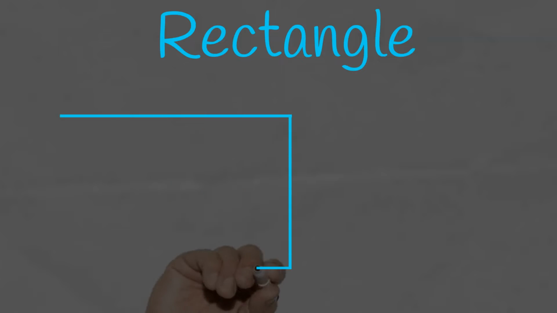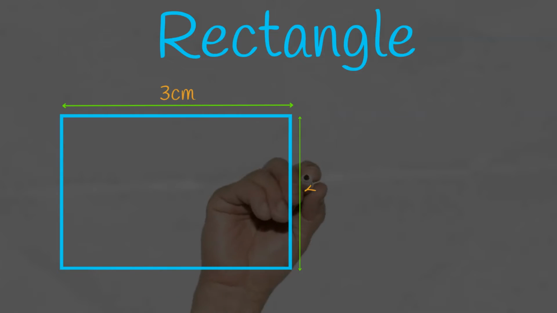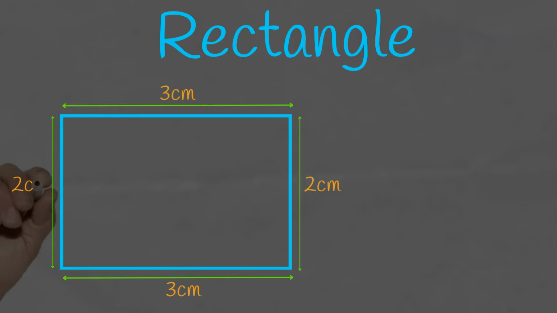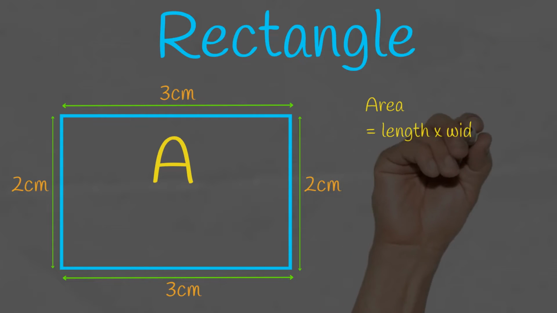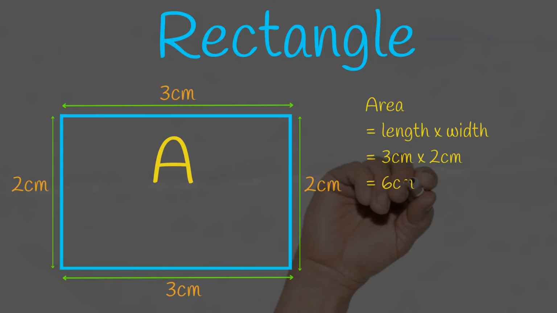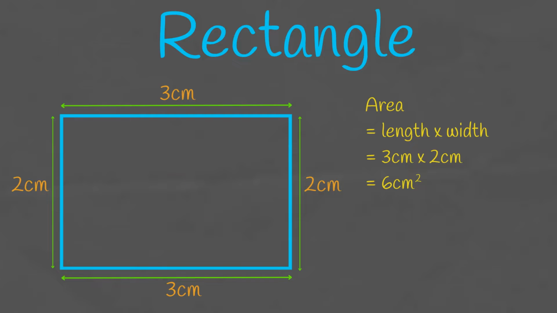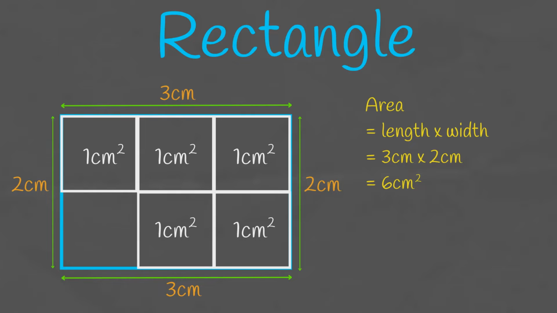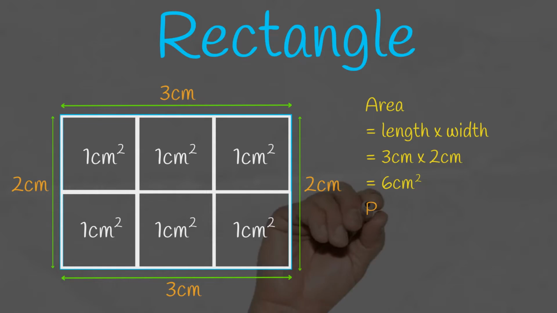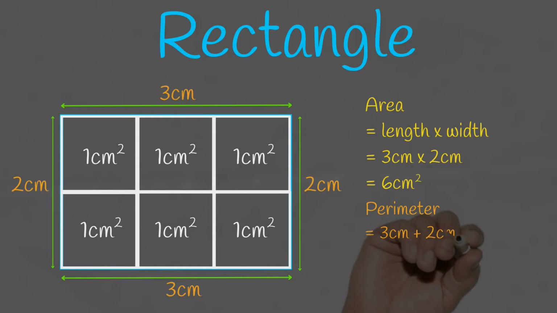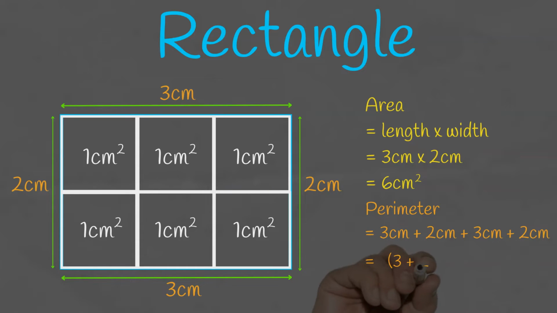Next, we have a rectangle with length 3 centimetres and width 2 centimetres. So the area here, length times width, is 3 centimetres times 2 centimetres, which is 6 centimetres squared. Don't forget the squared. And again, if we were to fill it with unit squares, we would get 6 unit squares inside. And for the perimeter, you can add up each side individually, or because you have 2 sides of 3 centimetres and 2 sides of 2 centimetres, you can add the 3 and the 2 together and times that by 2. So the answer is 10 centimetres.